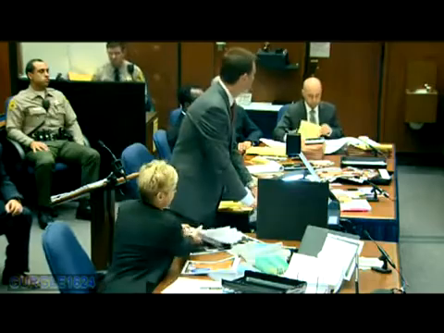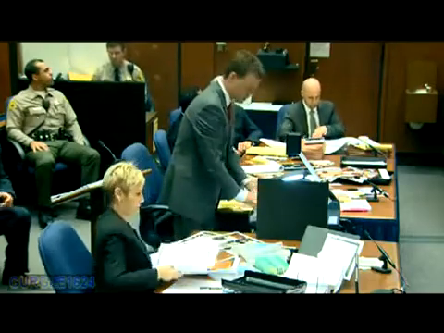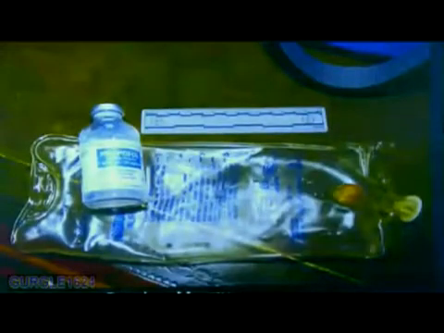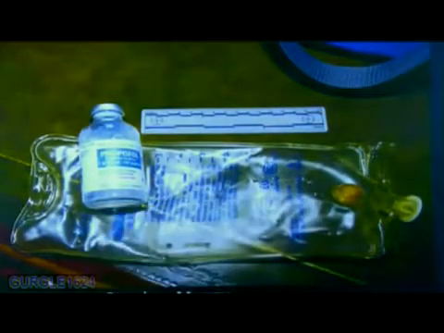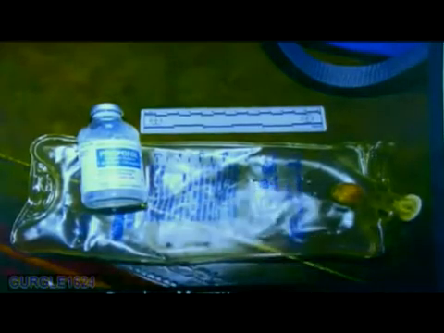Ms. Fleak, showing you what was earlier marked People's 28. Is there a reason this was specifically photographed together? In other words, with the propofol bottle laying on top of the cut open saline bag? Because I had just taken it out of there and did not photograph it when it was in there.